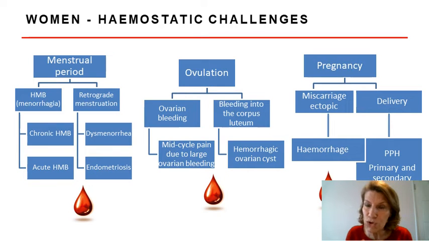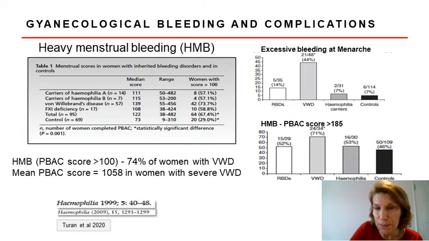In addition to these general bleeding symptoms, women during their reproductive life are exposed to the hemostatic challenge of menstruation, ovulation, and, of course, childbirth, and this leads to a variety of gynecological bleeding: heavy menstrual bleeding, hemorrhagic ovarian cyst, and endometriosis, of course, as well as postpartum hemorrhage. But we know that heavy menstrual bleeding remains the most common bleeding symptom in von Willebrand disease.